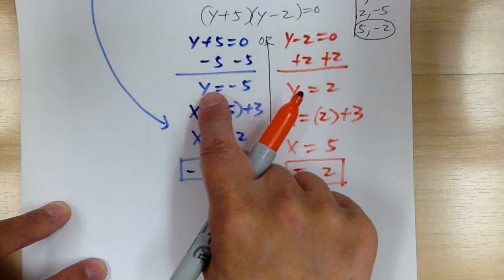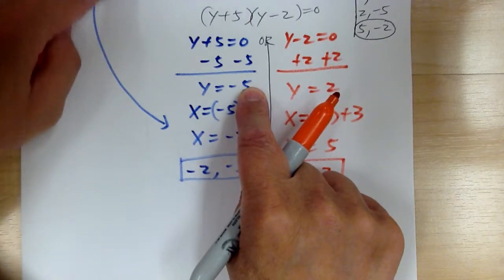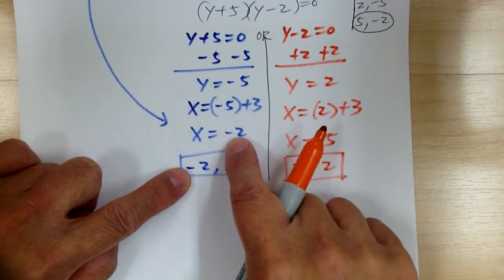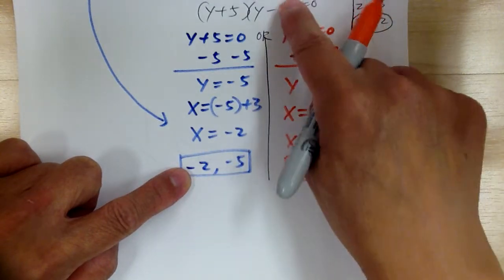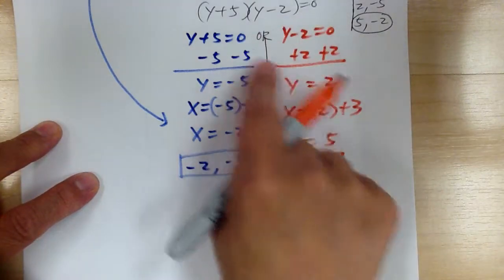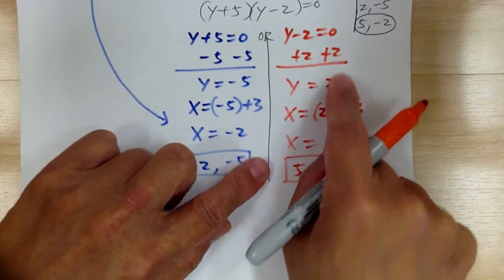So from here, you're going to get y equal to negative 5, and you substitute your equation here, you're going to get negative 2. So from here, you're going to get negative 2, negative 5. On this side, you're going to get second possible answer. Okay? So do not box this and stop.